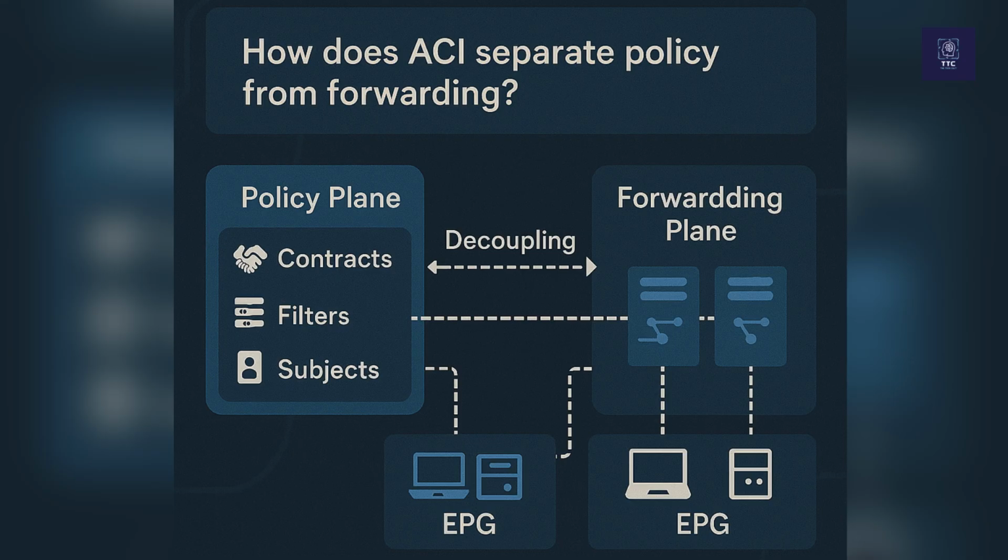How does ACI separate policy from forwarding? Traditional networks often tie policy directly to configuration. ACI abstracts this. You define policy once using contracts and filters, and then apply it to EPGs. Forwarding decisions happen independently, making the network more flexible and scalable.